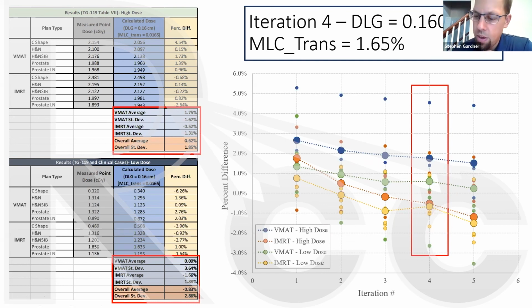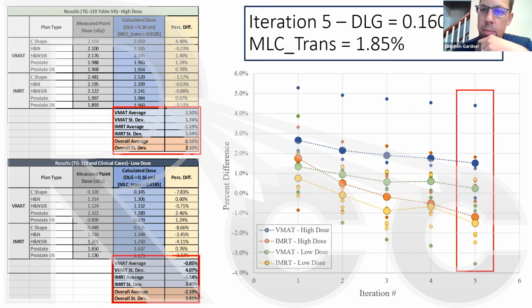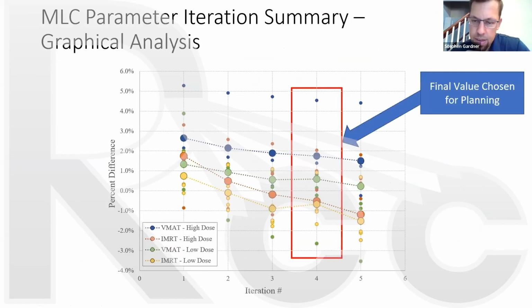Let's try one more value, 1.85% for the MLC transmission and this higher DLG value, 0.16. We do see a little bit of improvement in the high dose region for both VMAT and IMRT, but the low dose is starting to get further from 0. So for this example, given the clinical goals, this is a 10x beam model. It's going to be treating conventional cases, no SRS or SBRT. We thought, hey, iteration 4, those values were what we chose. That was the best mixture of minimizing the spread of the results as well as minimizing the average percent difference.